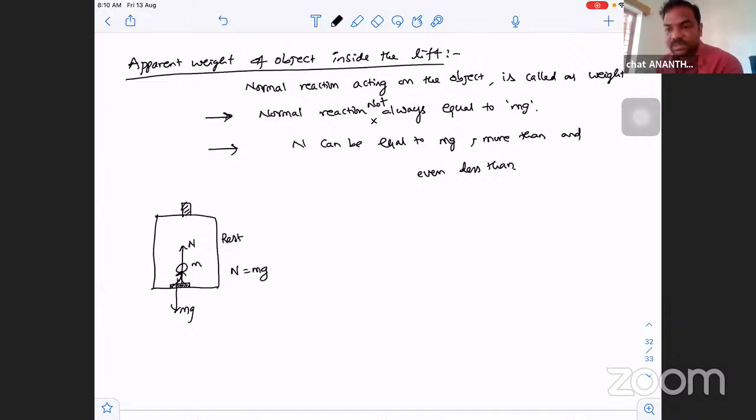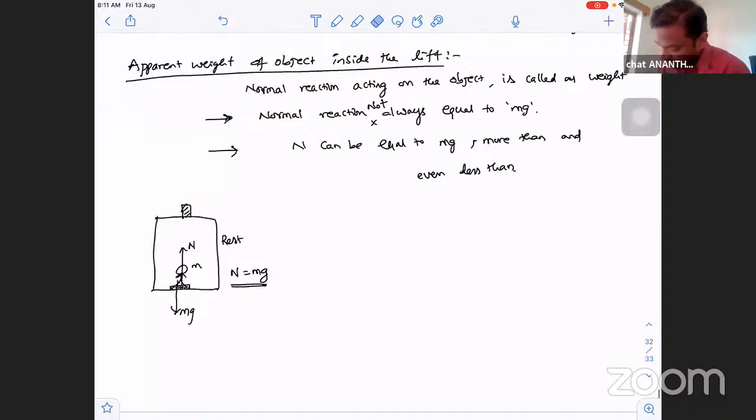As the lift is at rest, you observe from anywhere, the lift observer and the ground observer. Both observers will see that the man is at rest. So then N value is equal to mg, which we call weight. What is the reading of the weighing machine? Okay, I'll write down. Reading of weighing machine is mg. It will show mg.